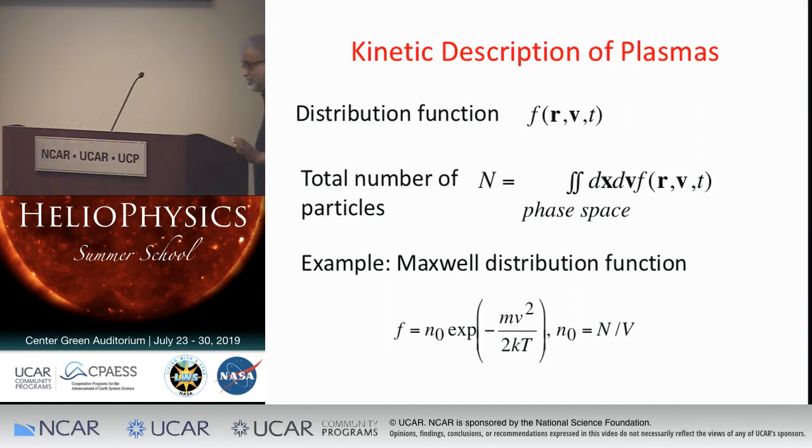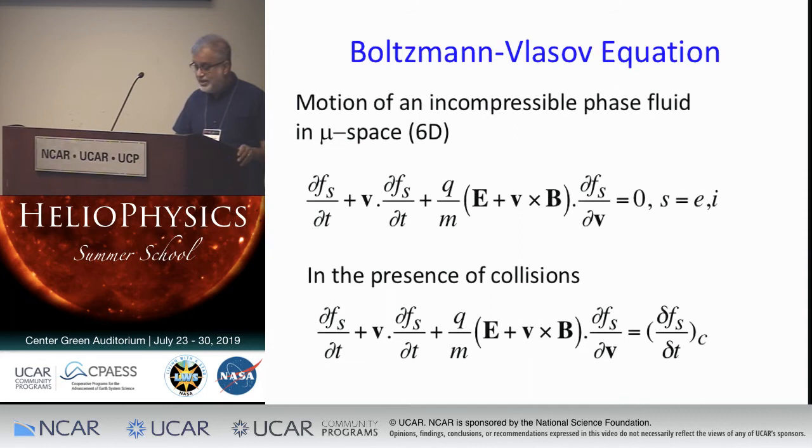Okay? So now you know what the distribution function in six-dimensional space is. The question now is, we want to understand how F evolves in six-dimensional space labeled by R and V as a function of time. And I'm just going to give you the equation for this. The first one is what is called the Vlasov equation.